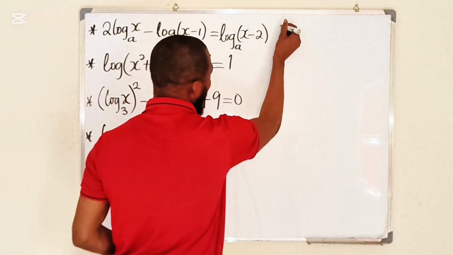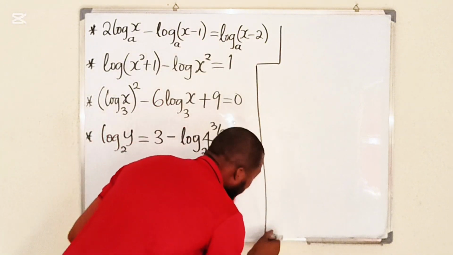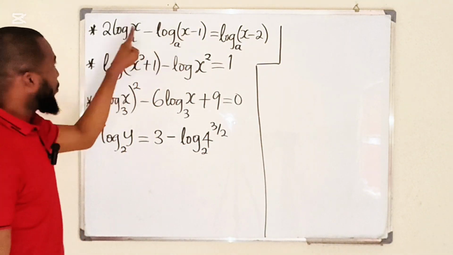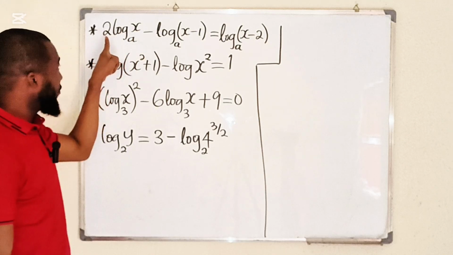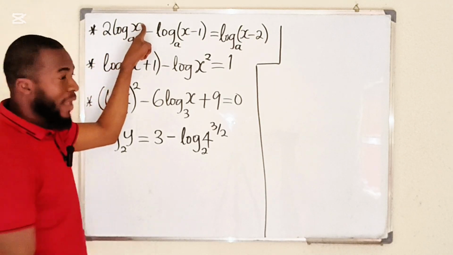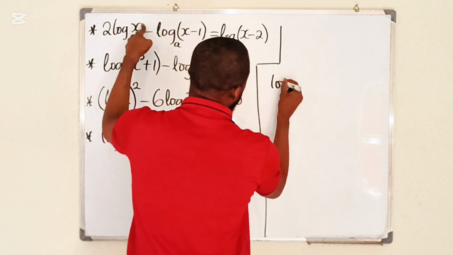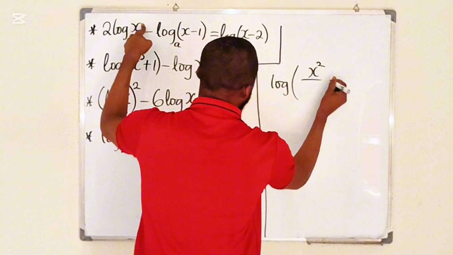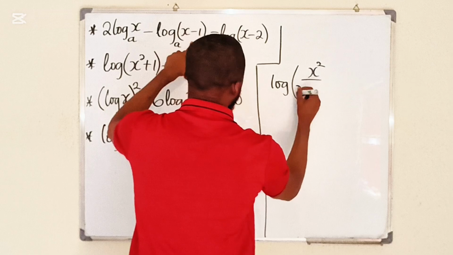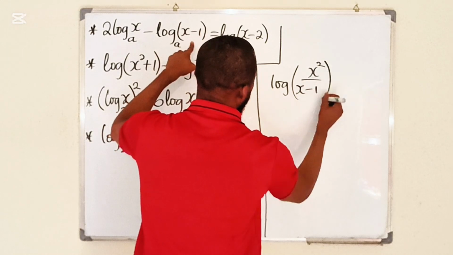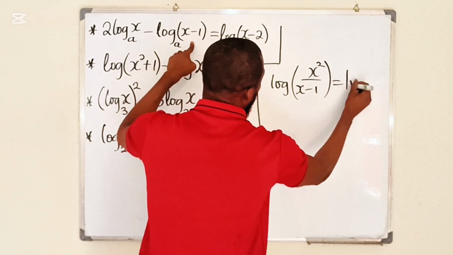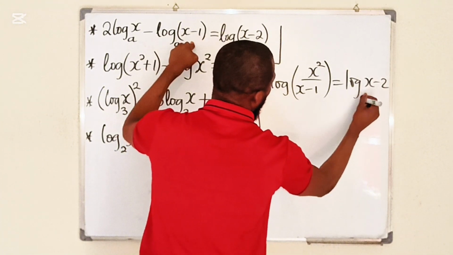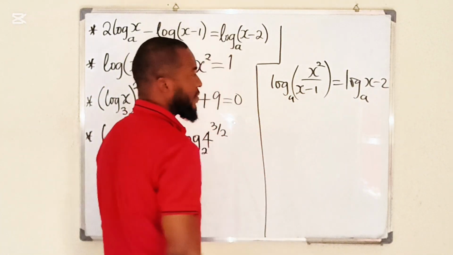So let's get started. We're going to take this and divide by this, but remember this is x squared because this 2 will have to serve as a power of x. So we have log of the whole of x squared divided by x minus 1, right? Equal to log of x minus 2. All of them having the same base.